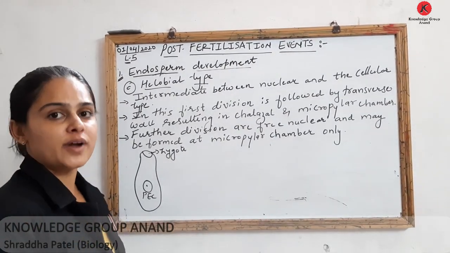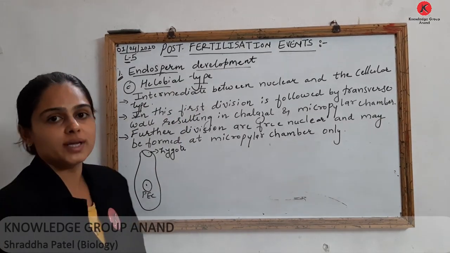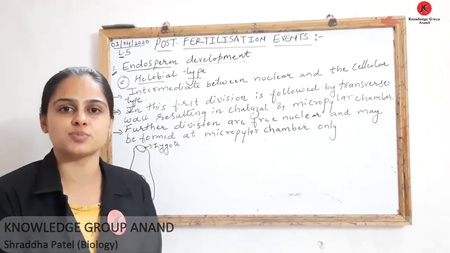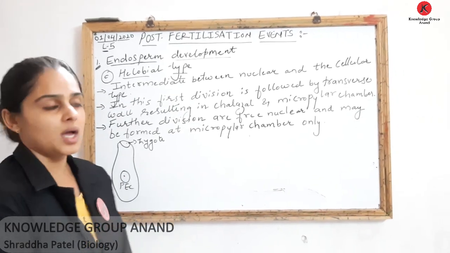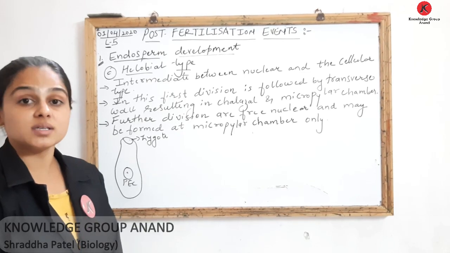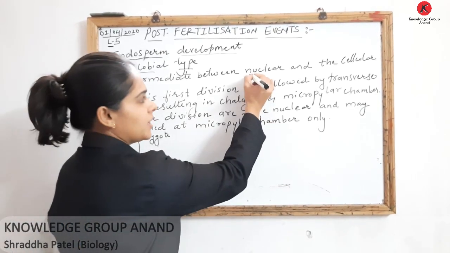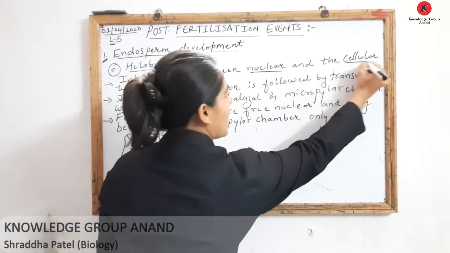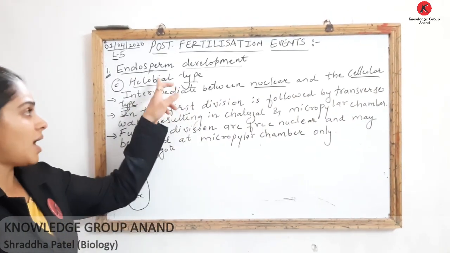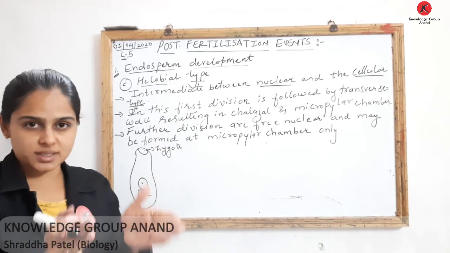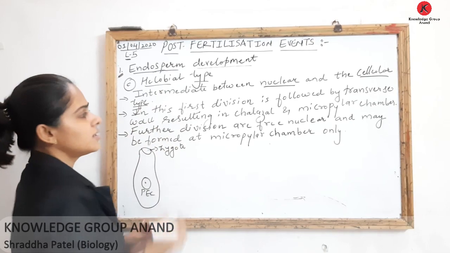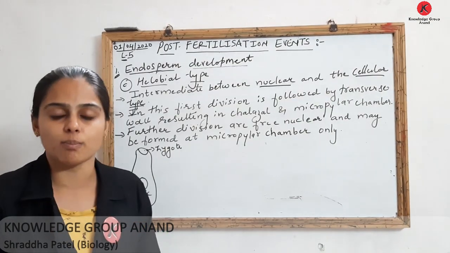Okay, the last type of endosperm development is the halobial type. Actually, you can say it is a subtype of your cellular endosperm development. Okay, this halobial type of endosperm development is intermediate between nuclear and your cellular type. Most important thing, halobial type, right, वो intermediate है between your nuclear and cellular type of endosperm development.